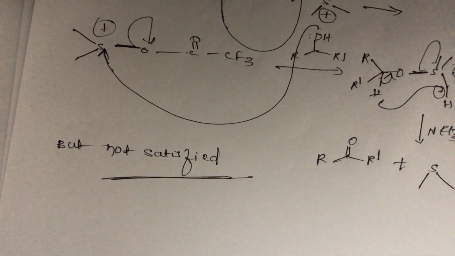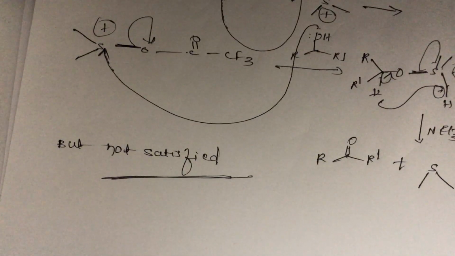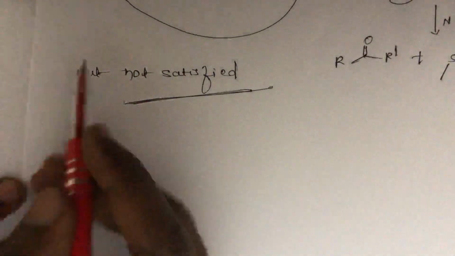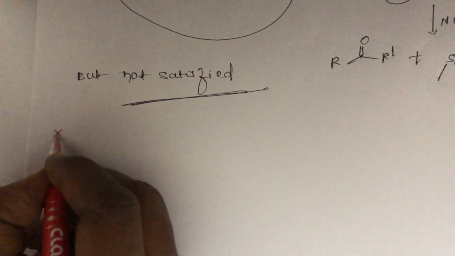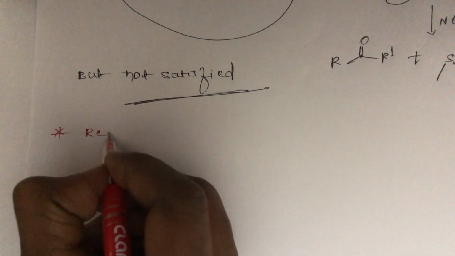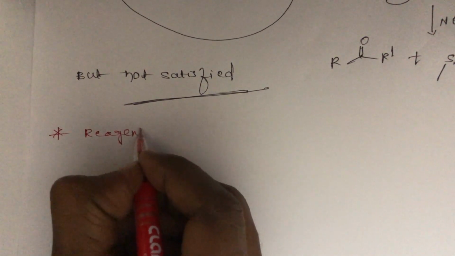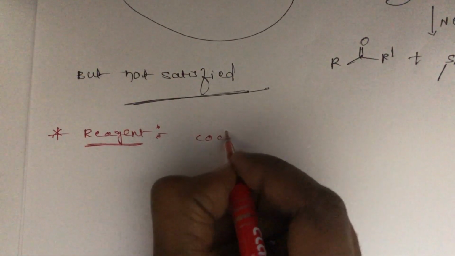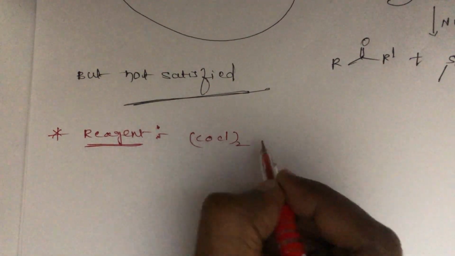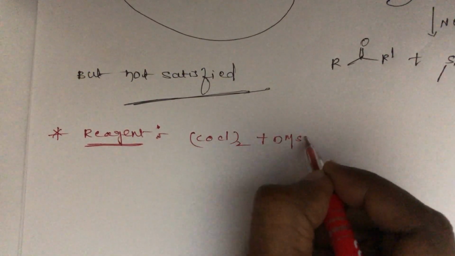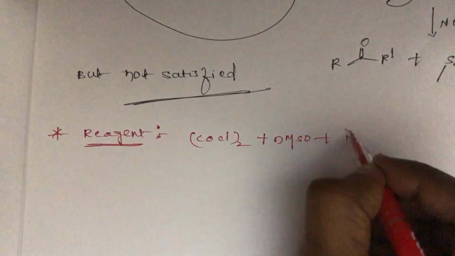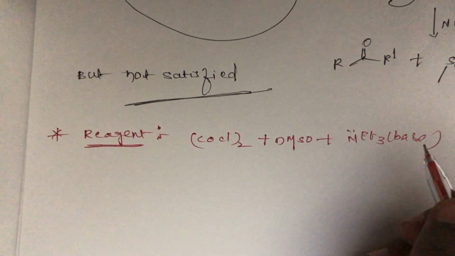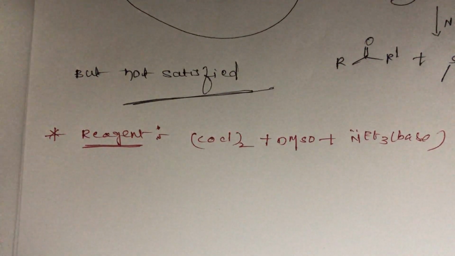So again they implemented another reagent. See here, what is the reagent they are using? They introduced one more reagent because they are doing a developmental activity. So after developing, they are using oxalyl chloride, COCl taken twice, and DMSO and base. So they introduced these reagents.